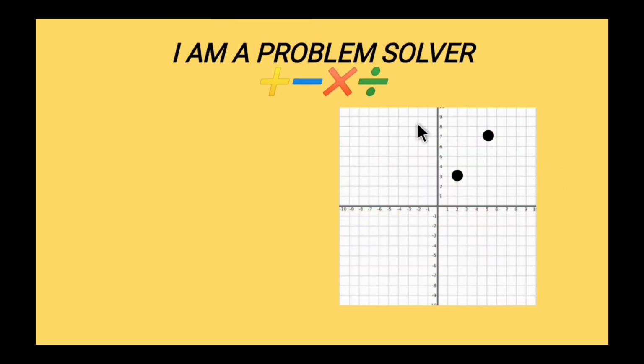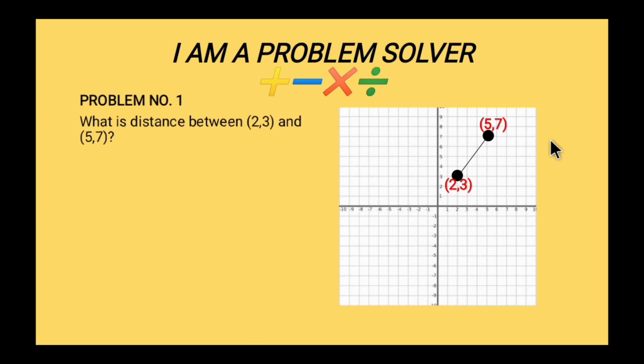So let us have our segment of I am a problem solver. In the 2 points, we have 2, 3. So we have 2 and 3. Next, we have 5, 7. So this is the Cartesian plane. Then we have the x and y axis. As a trivia lang naman. So the problem number 1. What is the distance between 2, 3 and 5, 7? Ano kaya sukat ng distansya nito mula dito hanggang dito?